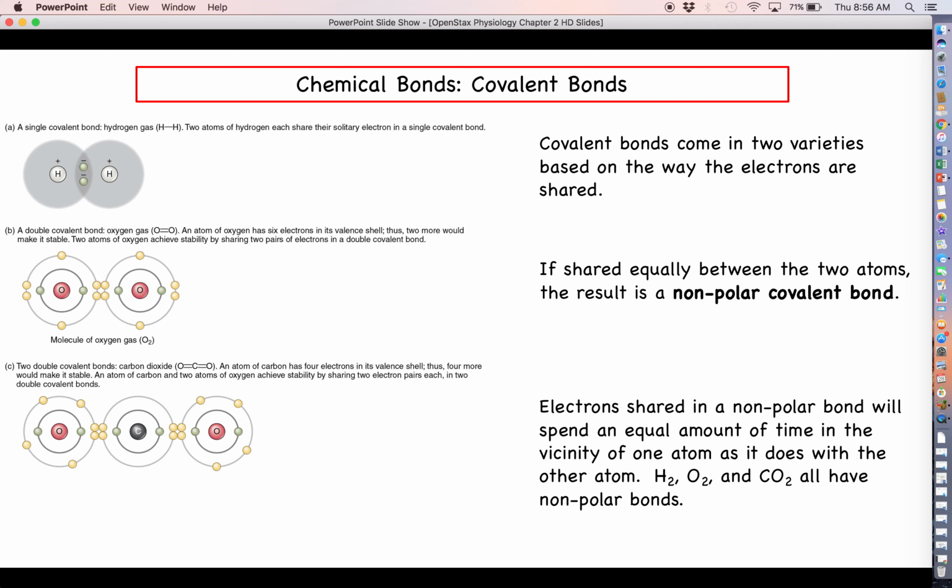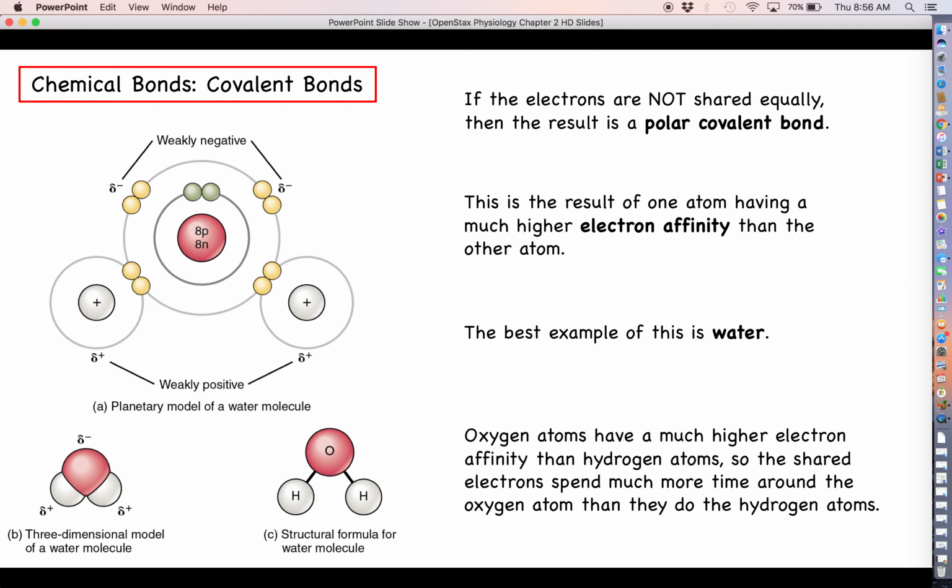So if the electrons are shared equally between the 2 atoms, the resulting covalent bond is referred to as nonpolar, meaning the electrons being shared will spend exactly 50% of their time in the vicinity of one atom and the other 50% in the vicinity of the other atom. So in the case of hydrogen gas H2, oxygen gas O2, or carbon dioxide gas CO2, which has 2 covalent bonds shown, the shared electrons between the involved atoms are spending exactly as much time around one atom as they are the other, meaning the sharing is exactly equal.